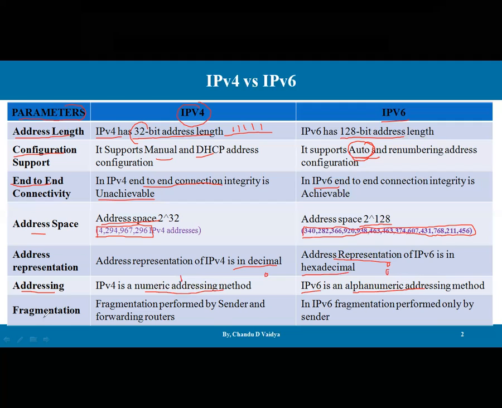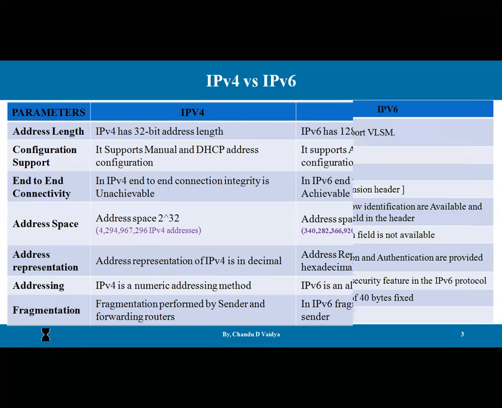Then fragmentation. This is very important. Fragmentation is performed by the sender and the forwarding router. So here the fragmentation of any IP datagram, IP packet, is possible at the sender as well as at an in-between node, that is the router. But in IP version 6, it is only supported by the sender. So there is a restriction over here. So these are the differences between them.